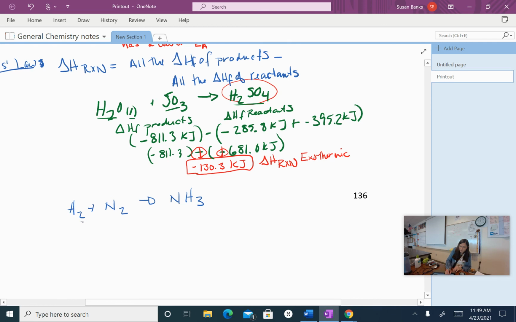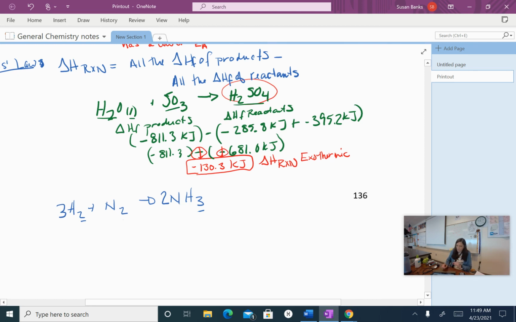So I notice I have 2's and 3's with my hydrogens. So my least common multiple between 2 and 3 is 6. So 2 times 3 gives me 6 hydrogens, and 3 times 2 gives me 6 hydrogens here. And I have a subscript of 2 and then 2 here, so I'm balanced.